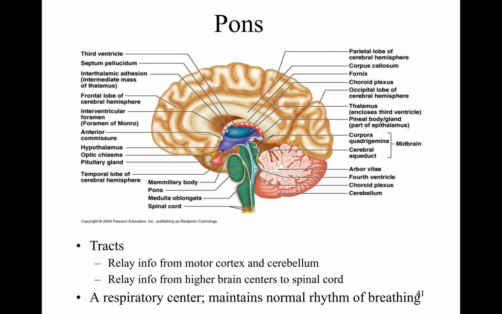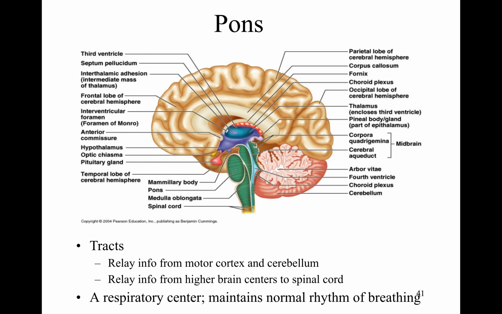Additionally, the pons contains neuron axons that are relaying information from the motor cortex to the cerebellum. So it contains axons that extend from the motor cortex to the cerebellum, and neuron axons that relay information from higher brain centers down to the spinal cord. So the pons is a site of many of our neuron tracts. Tracts, remember, are just groups of neuron axons.